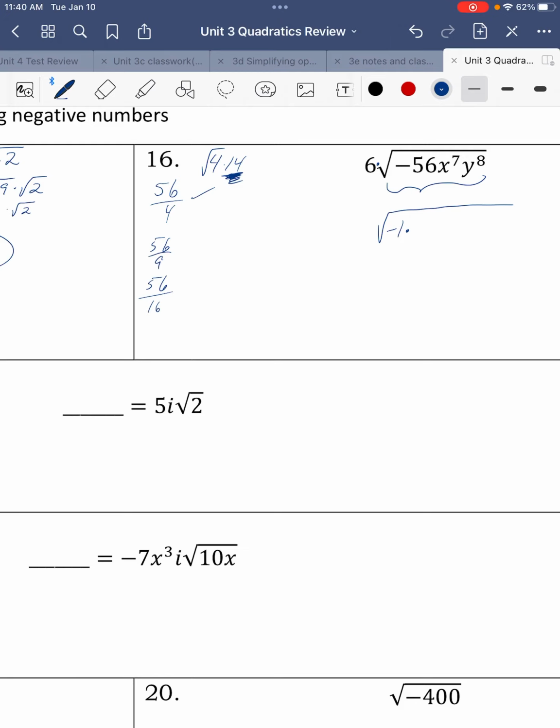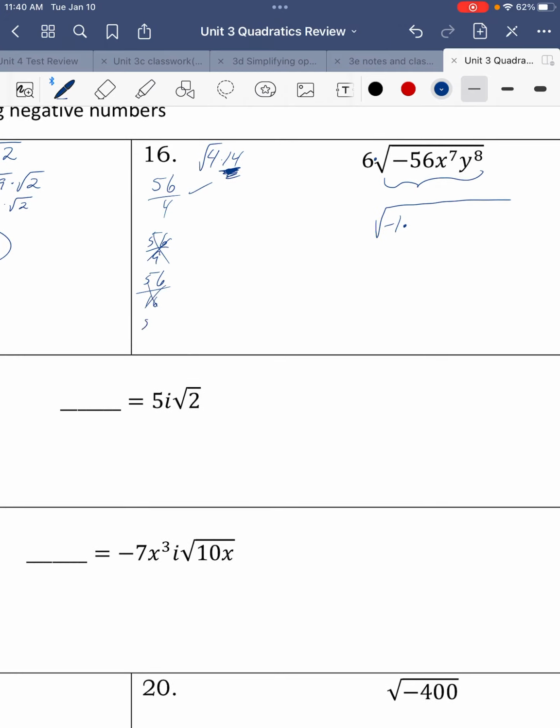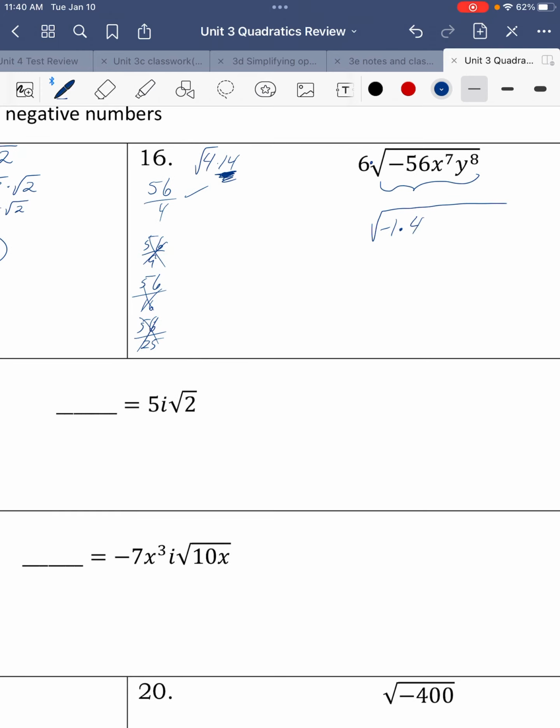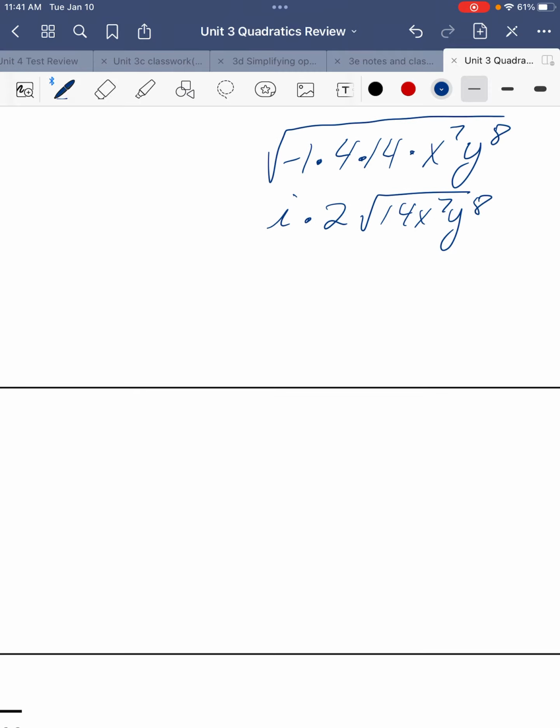Like 56 doesn't divide by 9, 56 won't divide by 16. 56 won't divide by 25, and that's about halfway to 56 is 25, so I don't have to go any bigger than that. So I have 4 and 14, and then I'll talk about the variables in a little bit. So when we break this up, we have an i times 2, and then we still have the square root of 14, x to the 7th, y to the 8th.